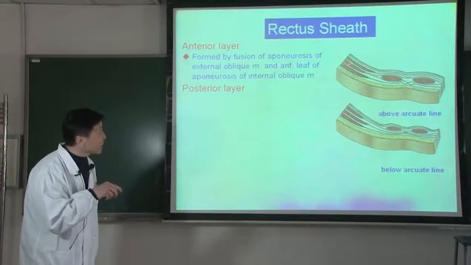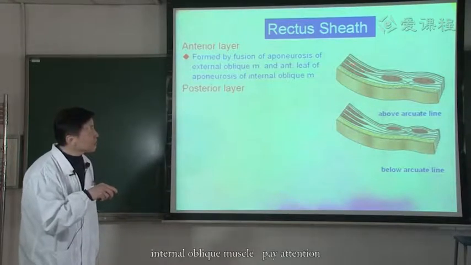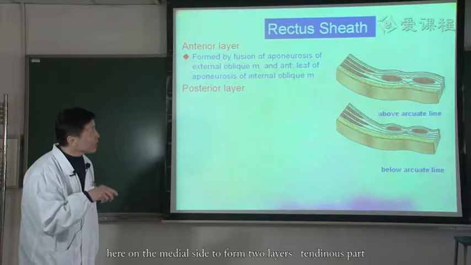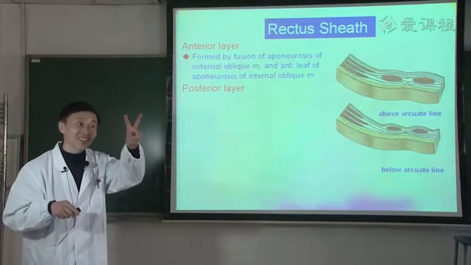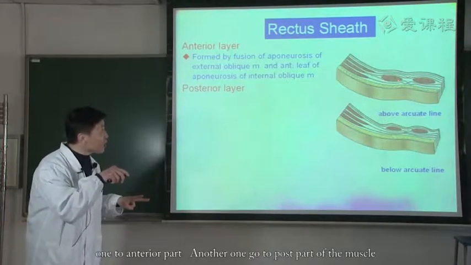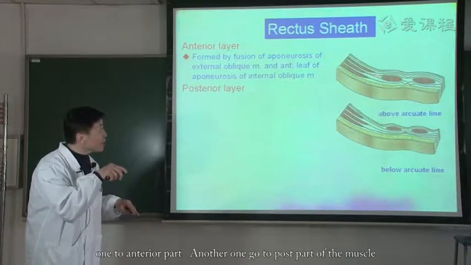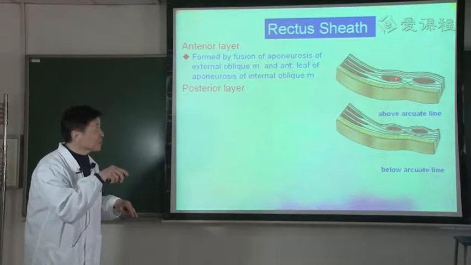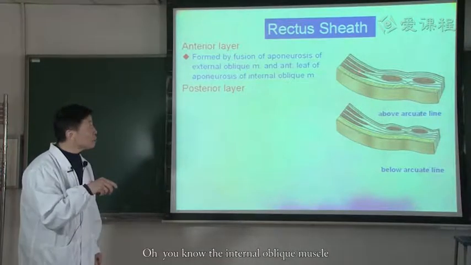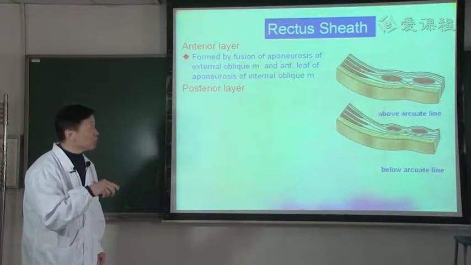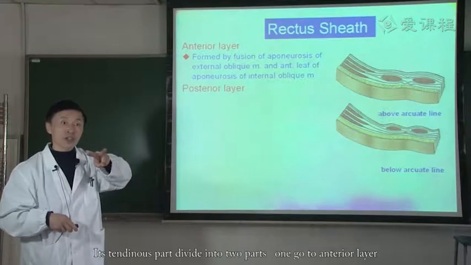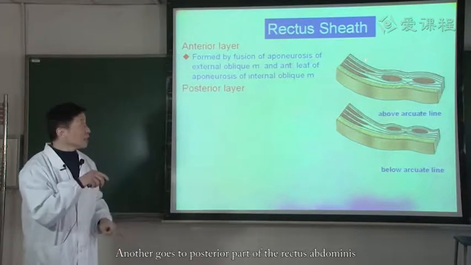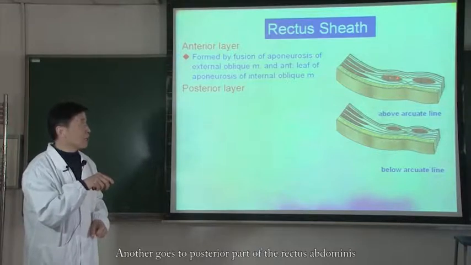The second layer, internal oblique muscle, pay attention. Here, on the medial side, the tendinous part forms two layers. One goes to the anterior part, another goes to the posterior part of the muscle. The internal oblique muscle's tendinous part is divided into two parts. One goes to the anterior layer, another goes to the posterior part of the rectus abdominis.